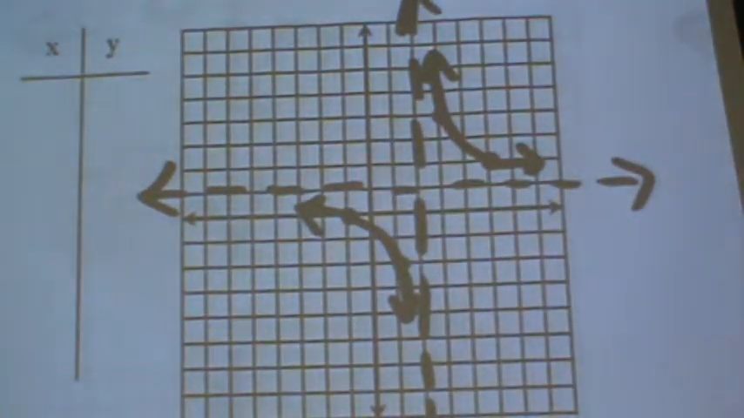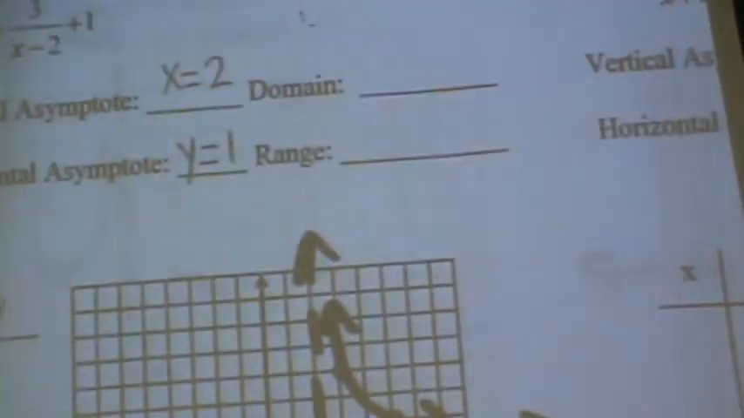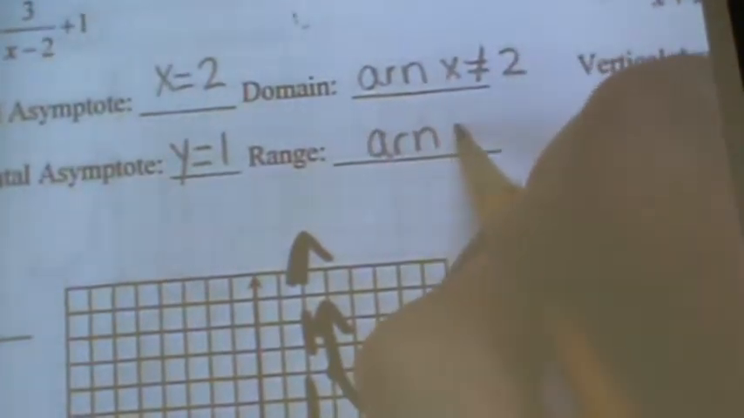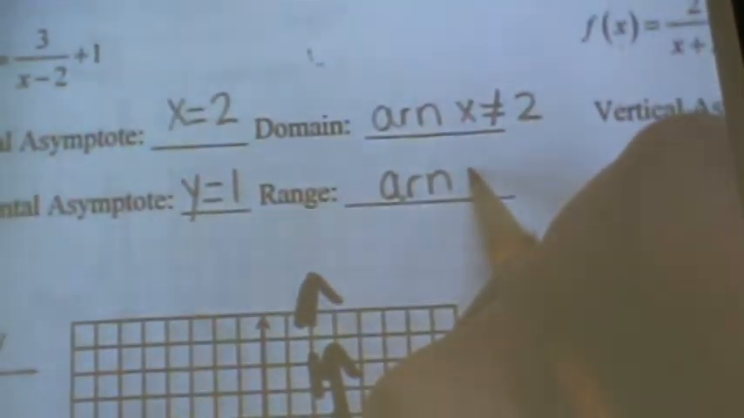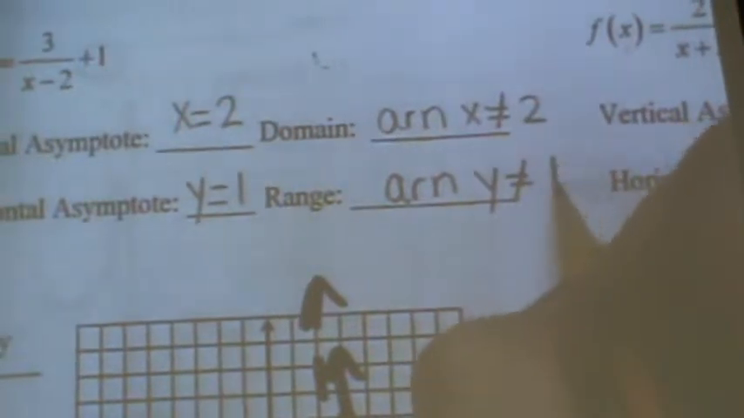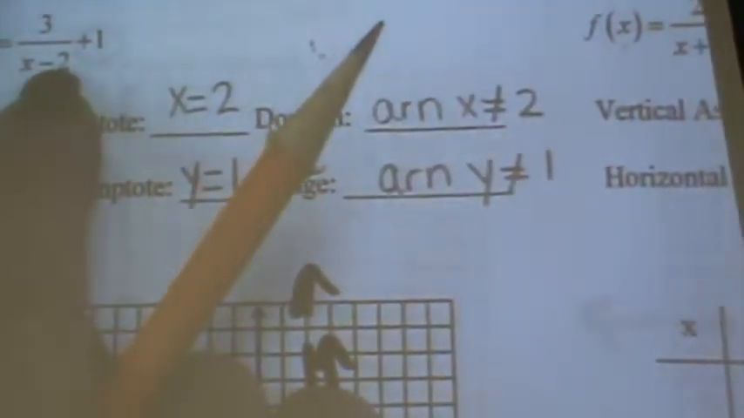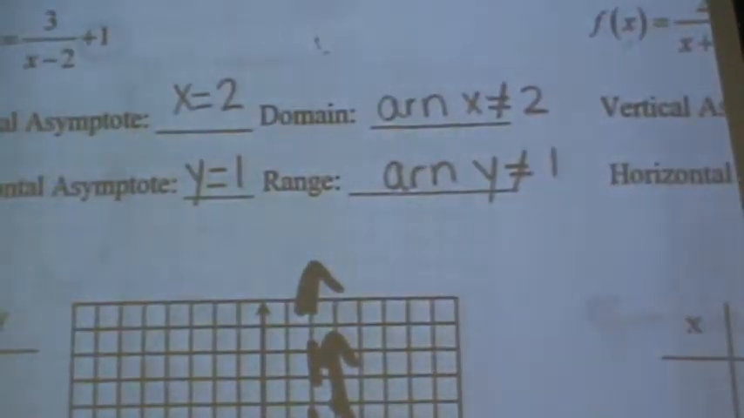Now, can you tell me what the domain is for this? All real numbers, x cannot be 2. And the range? All real numbers, y can't be 1. Why can't x be 2? Because if you put a 2 here, 2 minus 2 is 0, and 3 over 0 is undefined. How about the next one?